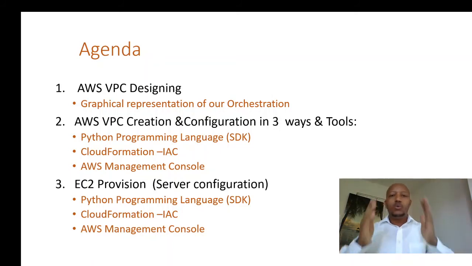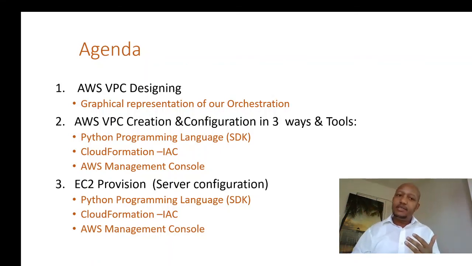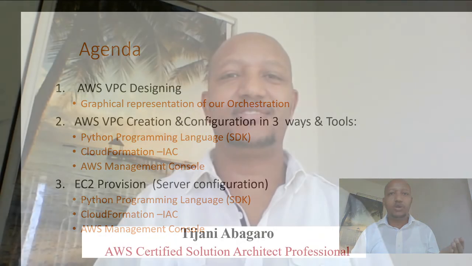Once we are done with VPC creation and configuration, we will provision AWS resources. For instance, we will provision an EC2 instance, or we will configure a server inside the VPC we have created, in Python, in CloudFormation, and in AWS Management Console. That is all about our agenda.